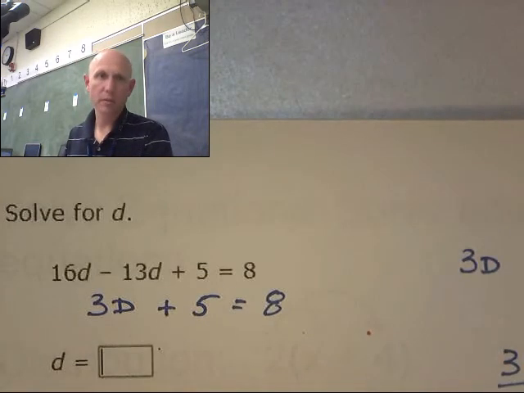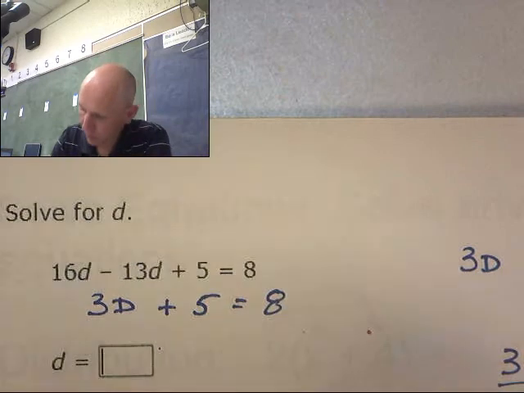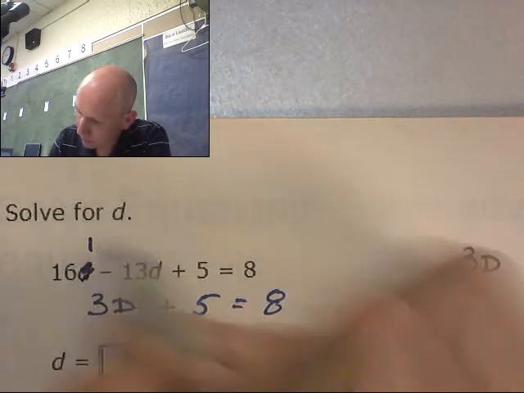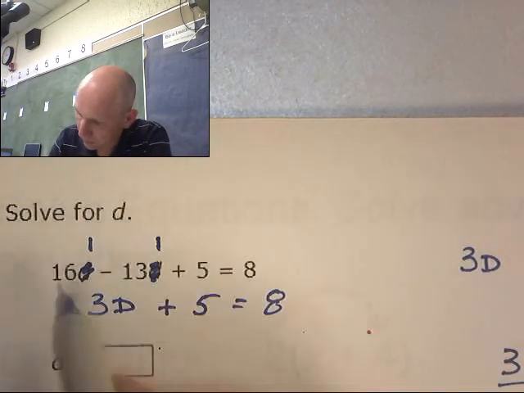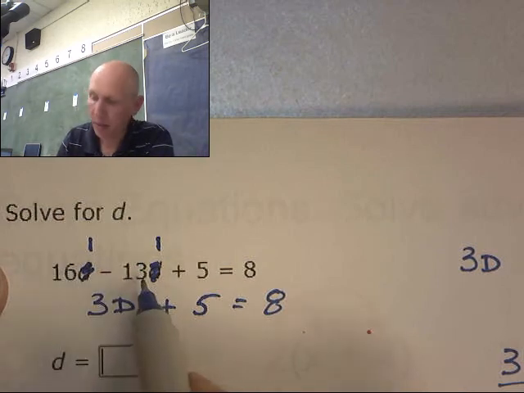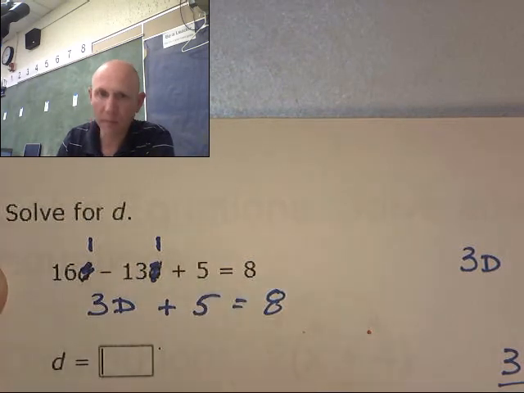Let's check it out. Let's do it. Let's check it. What was this? We said it's 1. 16 minus 13. That takes me to 3. 3 plus 5, that equals 8. It works. Yay. It's our last one here. Here we go.